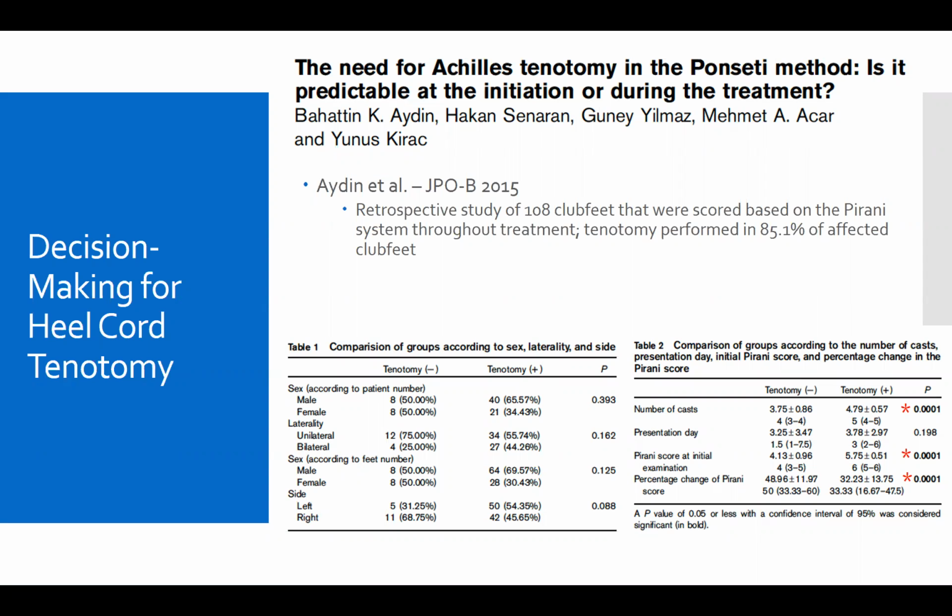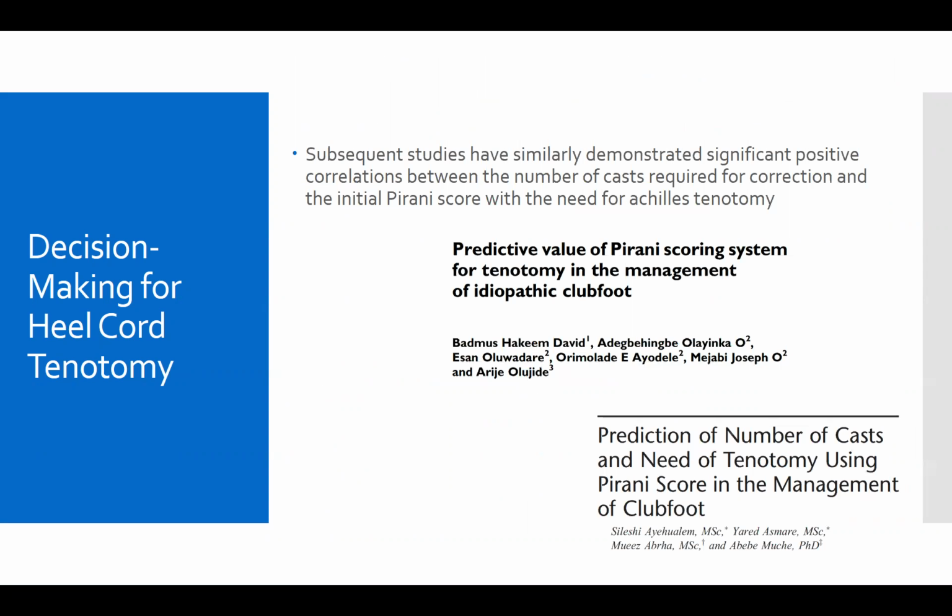They found that the cutoff score, similar to the other study, for the need for an Achilles tenotomy was a Pirani score of 5 or above. So again, very severe clubfoot deformity kids. And the probability of actually requiring an Achilles tenotomy was 12.5 times higher in our babies who had an initial Pirani score of 5 or higher. So subsequent studies, and these are two examples but there are so many, have demonstrated significant positive correlations between the number of casts required for correction and also initial Pirani score at initial evaluation with the need for an Achilles tenotomy.